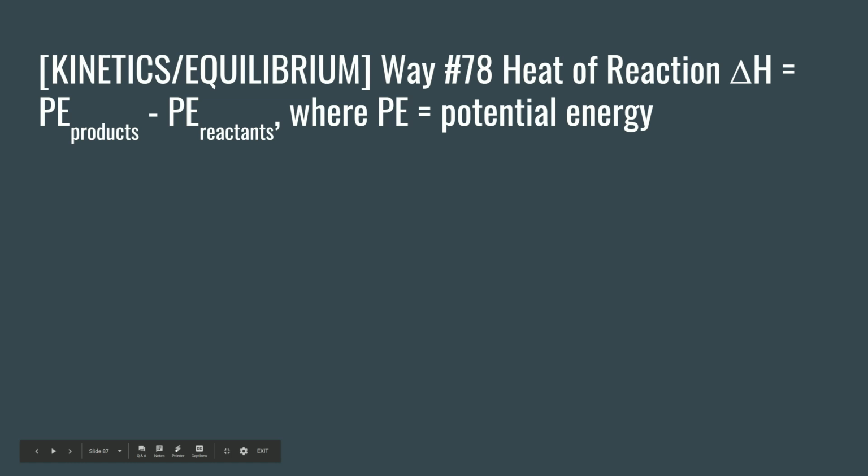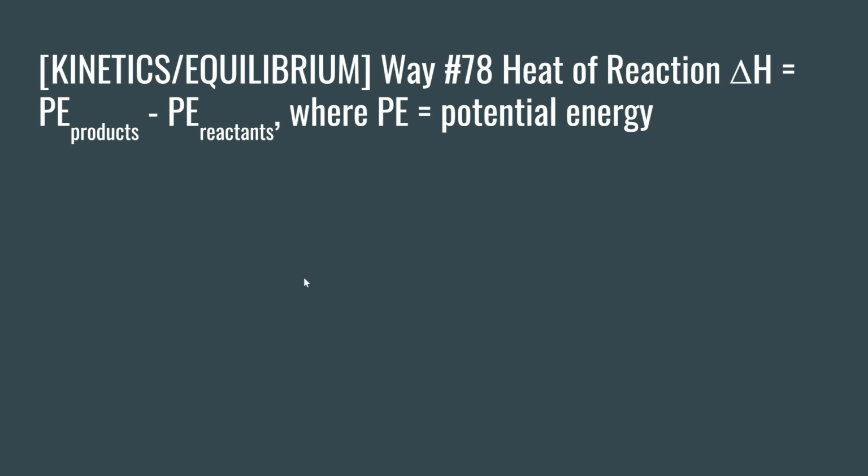Way 78 continues our discussion of kinetics and equilibrium, and it deals with the heat of reaction, represented by this symbol, delta H. The important thing to note here is that the heat of a reaction, the amount of energy produced or absorbed, can be found by taking the potential energy of the final products and subtracting it from the potential energy of the starting materials or the reactants. And here, PE represents potential energy.